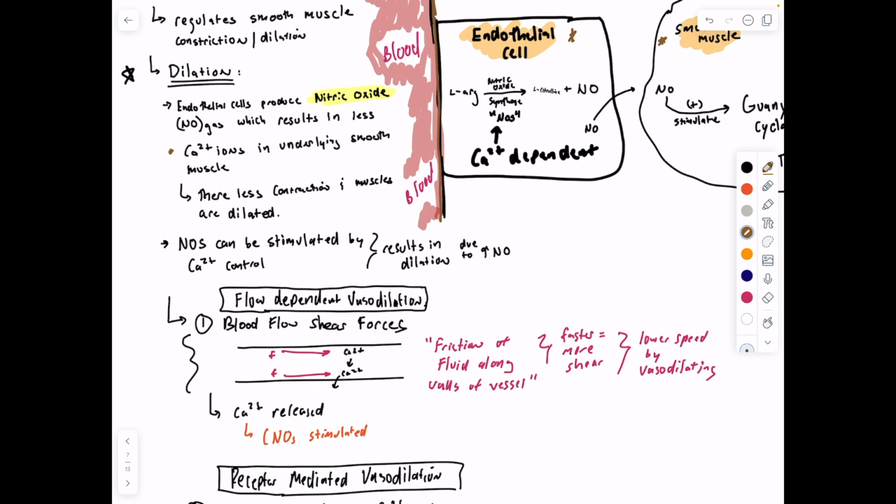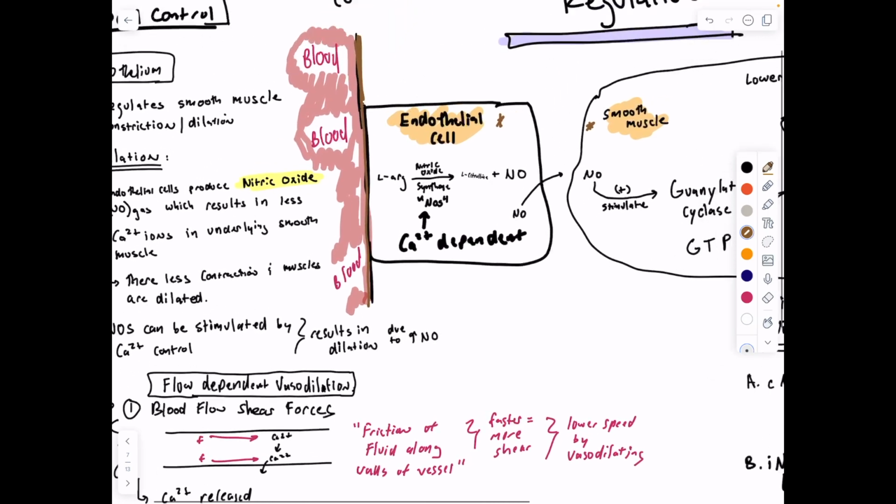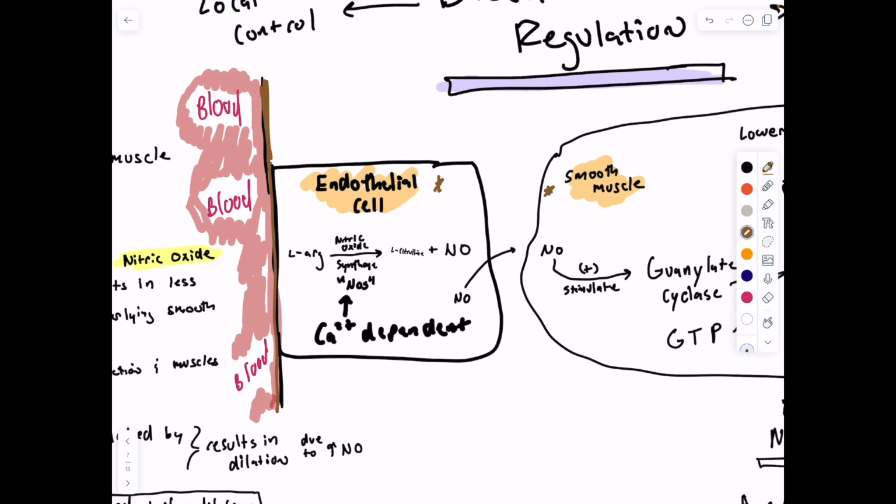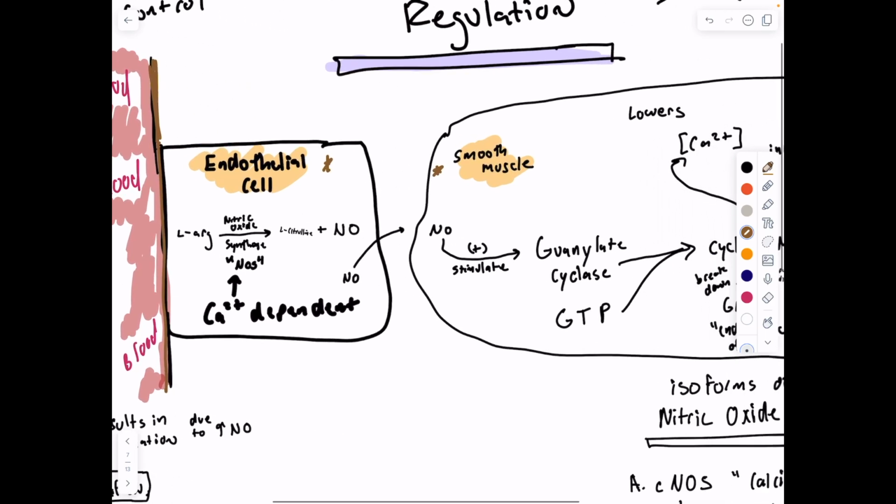All right, so how do we actually produce nitric oxide? This is done by the enzyme nitric oxide synthase. What's happening is L-arginine is being converted into L-citrulline plus nitric oxide by nitric oxide synthase, NOS. You have three different types, which we'll go over in a minute, but the main type is calcium dependent. Once the nitric oxide has been produced, it goes to our smooth muscle cell.